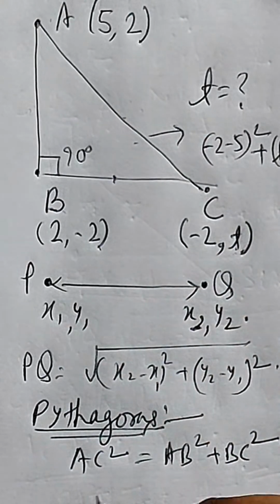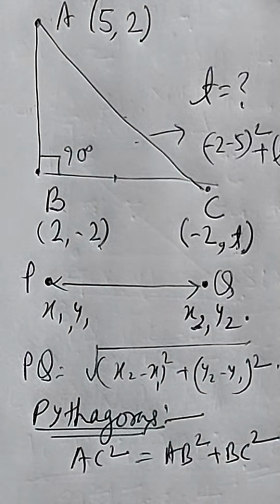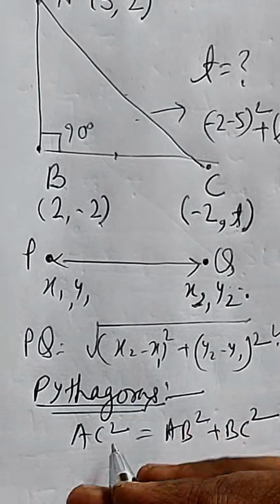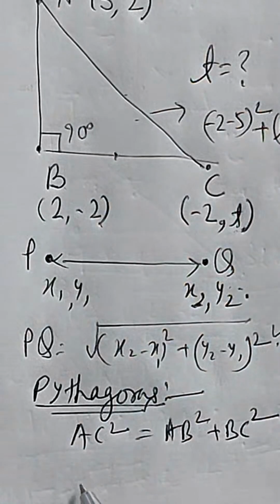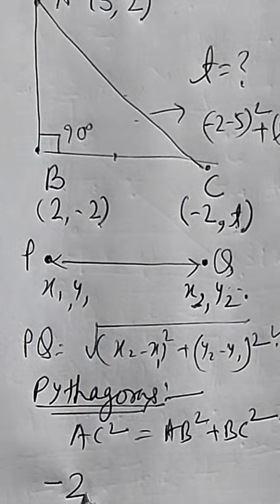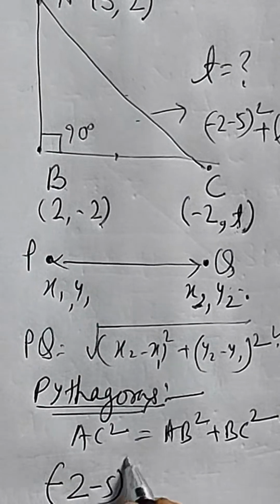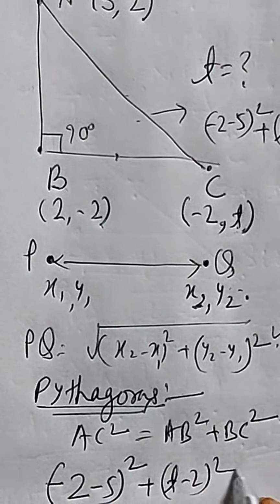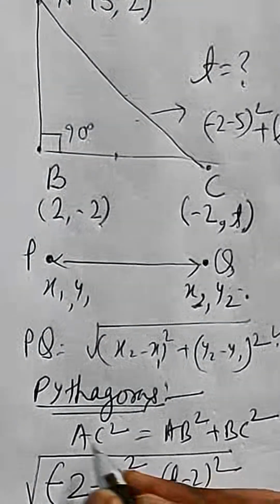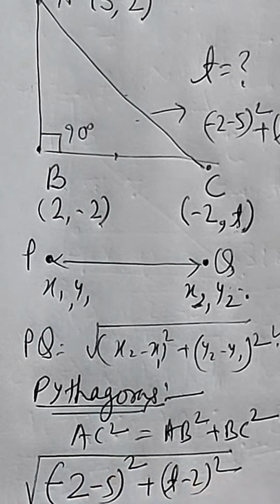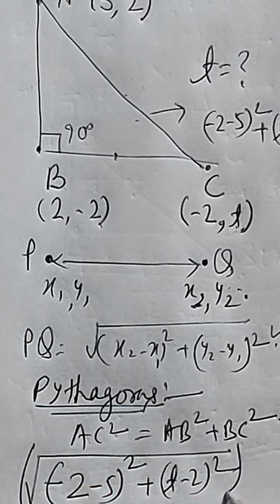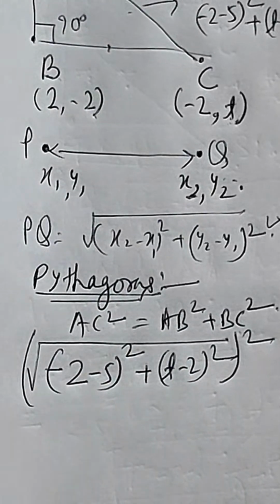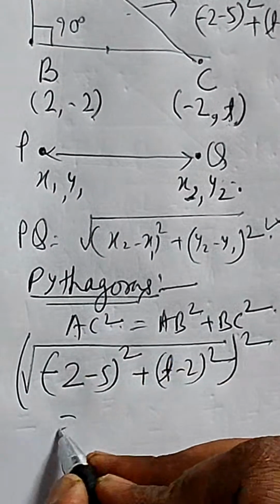So I am writing it over here, by using the same distance formula. Now, what is AC? AC is root over of (minus 2 minus 5) whole square plus (T minus 2) whole square. But finally there is a square, you can see, so after all, the square will be placed on the top, right? And this AC square is equal to AB square.